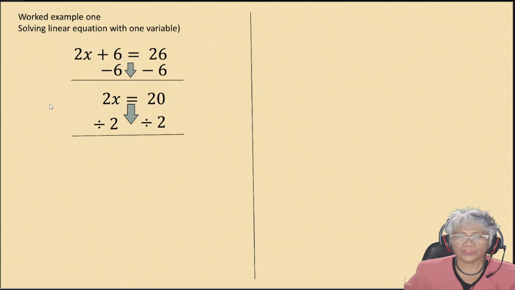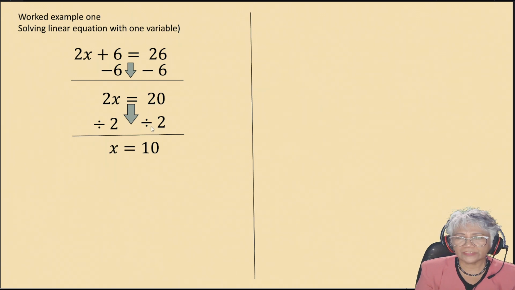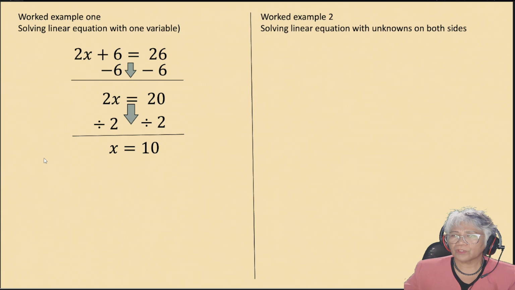So what do we get there? 2x divided by 2 is 1x, or just x, and 20 divided by 2 is 10. So now we have solved the equation because we now know the value of the variable x, which is 10. Okay, let's go to worked example number 2.